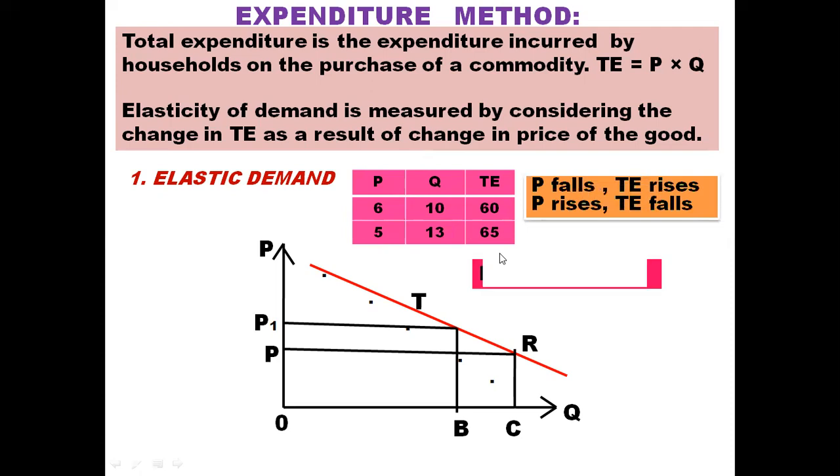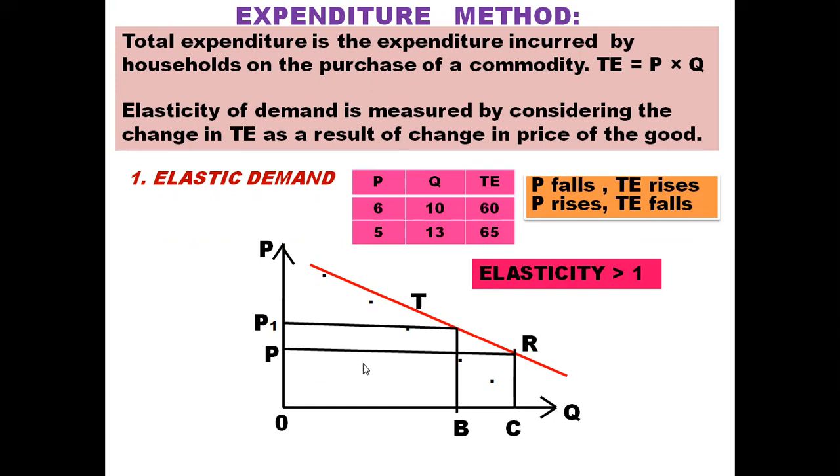So in case of elastic demand, the elasticity is greater than 1. And when the price falls, total expenditure rises, and when the price rises, total expenditure falls. Here the price falls from 6 to 5, total expenditure rises from 60 to 65. And when the price rises from 5 to 6, total expenditure falls from 65 to 60, that is if we say it the other way.